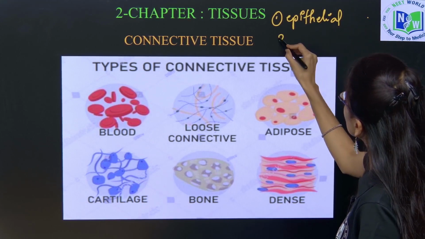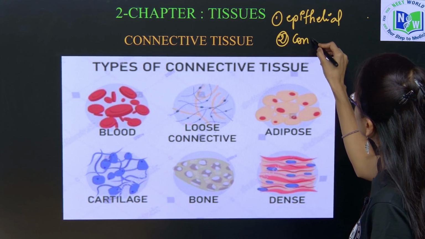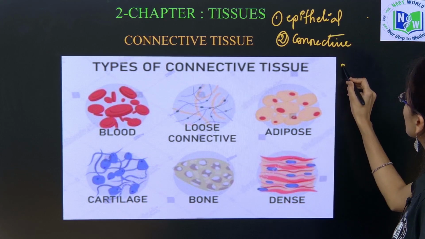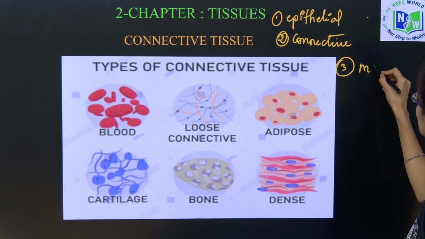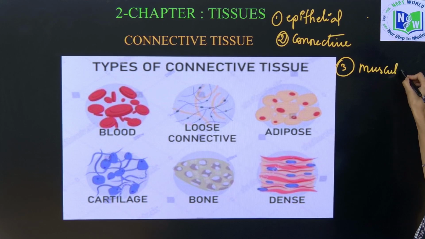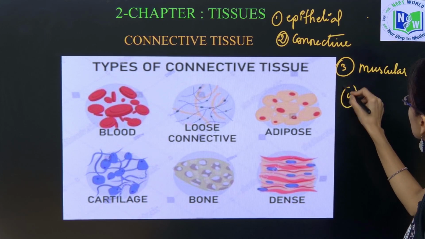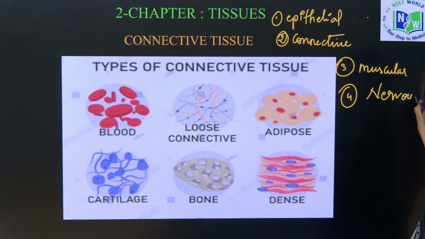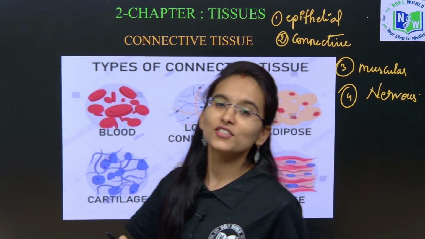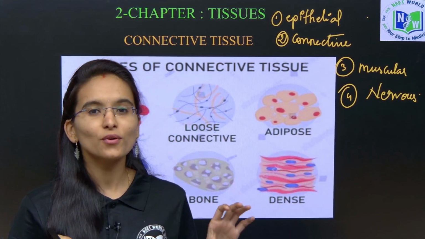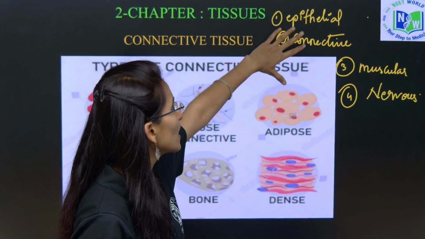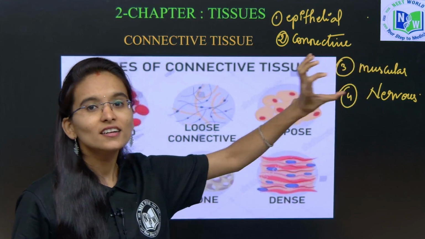The second one is connective tissue, the third one is muscular tissue, and the fourth is nervous tissue. The animal tissues are mainly categorized into 4 different types, children: epithelial tissue, connective tissue, muscular tissue and nervous tissue.